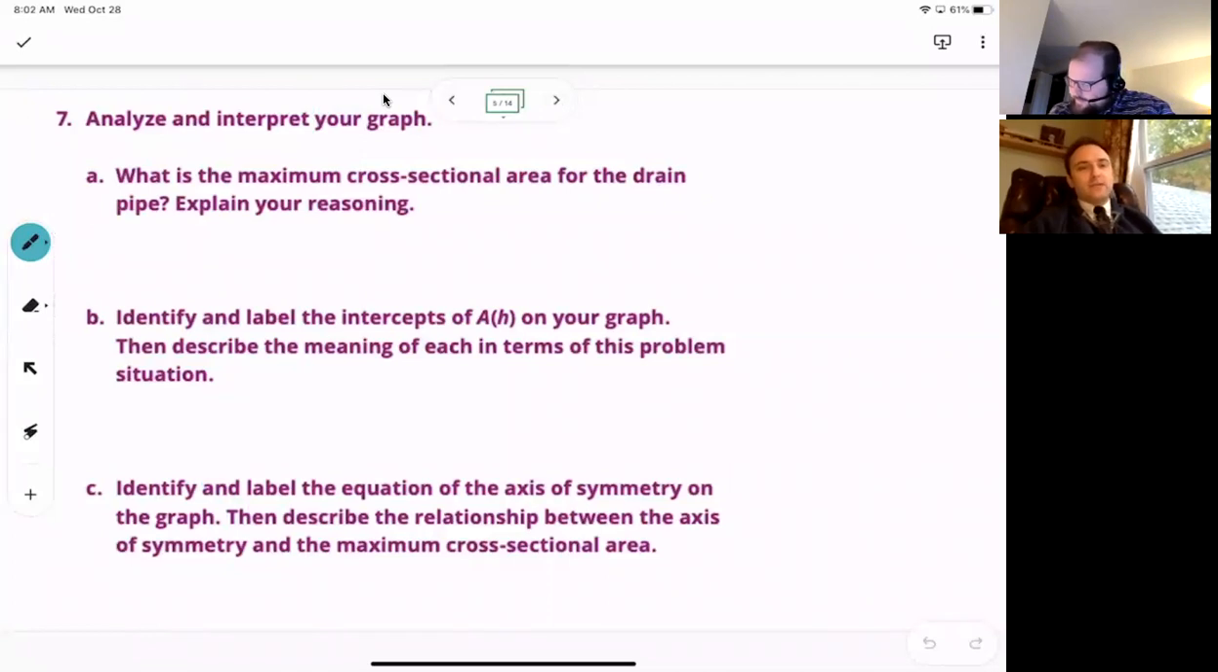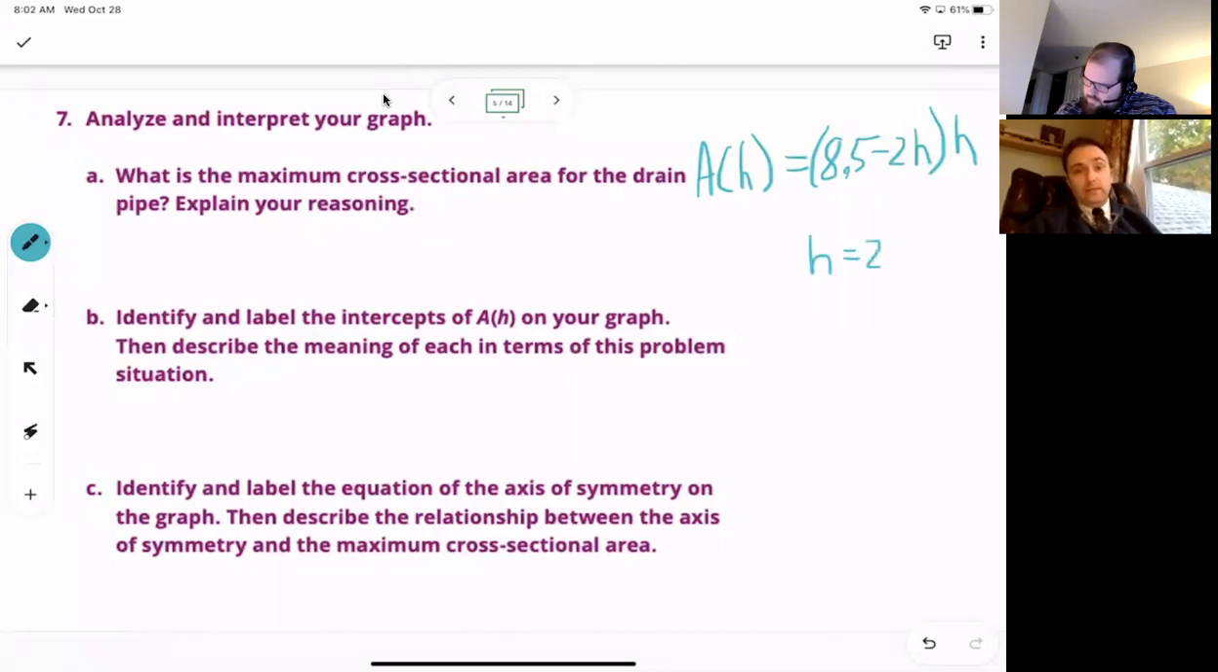What is the maximum cross-sectional area for the drain pipe? Well, we found out where the max was, that 2 and a bit, that 2.125. So we just plug in 2.125. Again, you could also use Desmos to help you out. When we do that, we get 4.5 times 2.125, which is going to be somewhere around 10-ish. So we're going to let them actually calculate that.